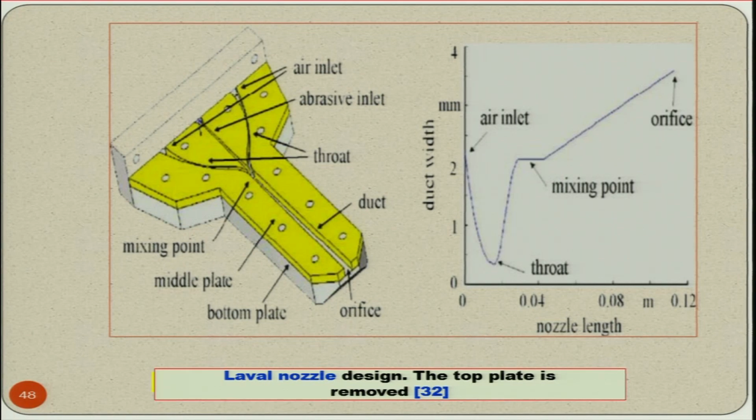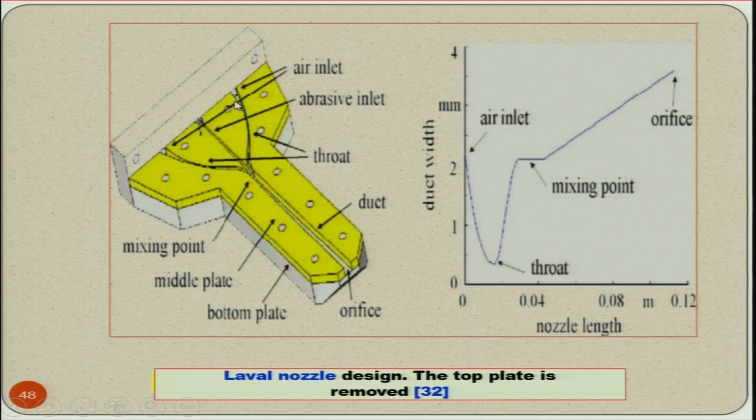Now, here you have the Laval nozzle design. This is important to understand. Now, let us see, this is the inflow. This is the bottom plate of the nozzle, this is the middle plate, and there is the upper plate also, which is not shown over here because it has been taken out, so that you can see the cross section inside. So, this is the inflow air inlet here as well as here.